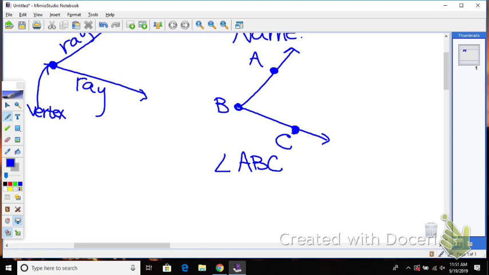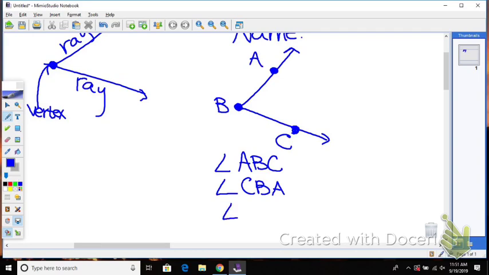Does anybody have a guess at another name? There's 3 names for this one. Just CBA. So we went A, B, C, C, B, A. What do we notice is in the middle of both of them? B. And what is B? The vertex. Okay? So the vertex is always in the middle when you're naming with 3 letters.